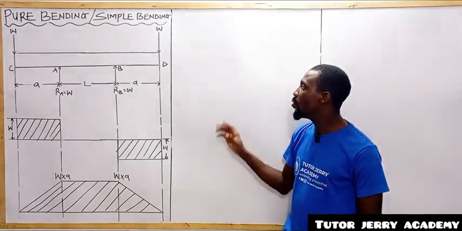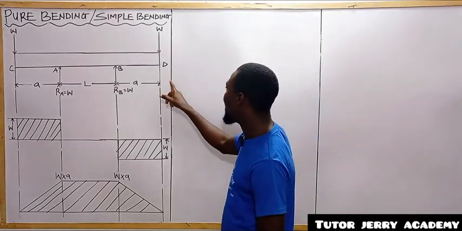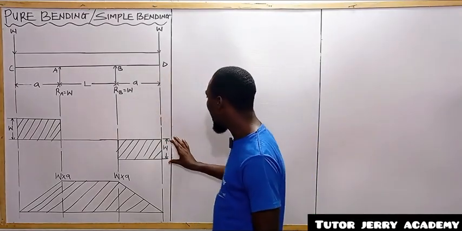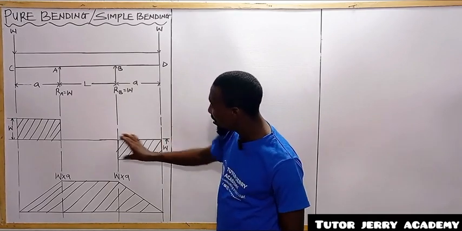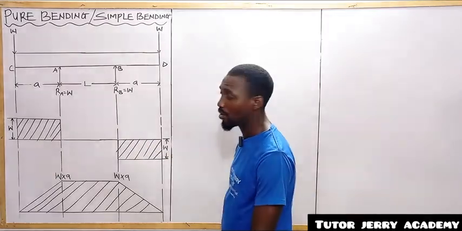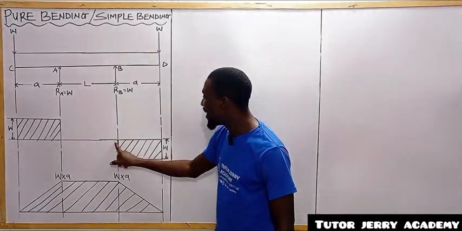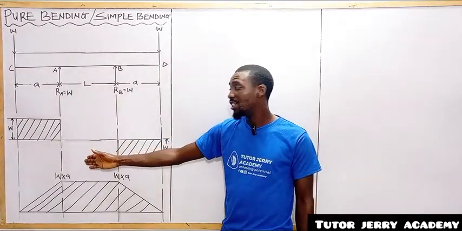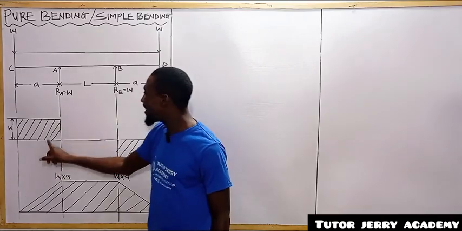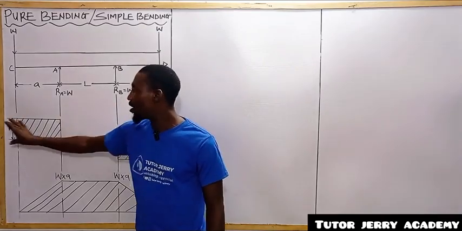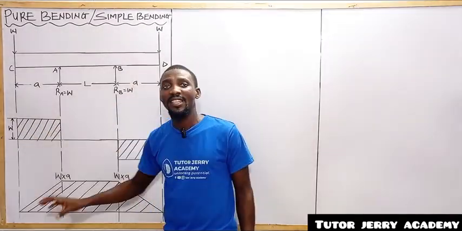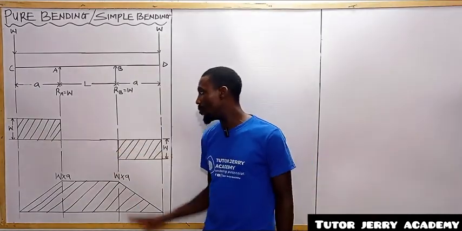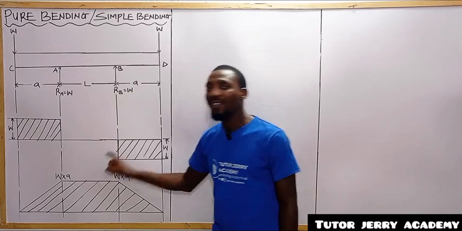All right, now if you look between D and B, we have a constant diagram there for our shear force, but between point B and A, we don't have any shear force. And between point A and C, we have a constant line representing our shear force for that point. But between A and B, we don't have any shear force.